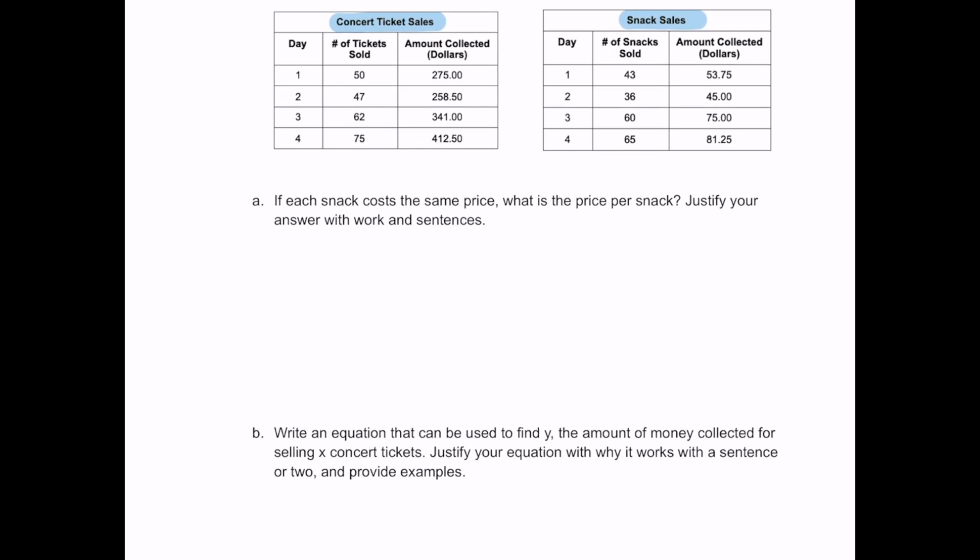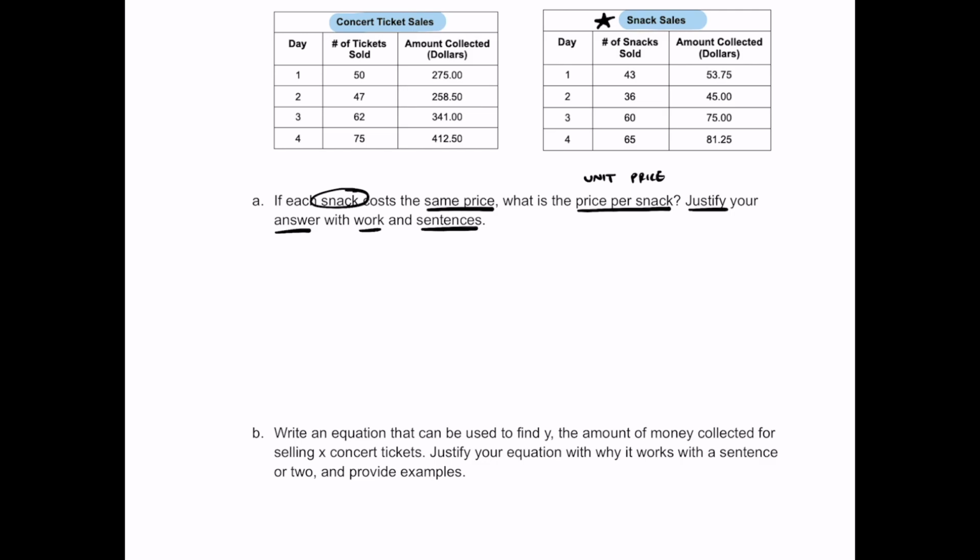Let's take a look at part A. In part A, it says that each snack costs the same price, what is the price per snack? That's going to be a unit rate or a unit price. It says justify your answer with some work and maybe some sentences. So it's talking about snacks here. That's what it says in the question. So we're going to look at this table up here to the right first. Each snack costs the same.